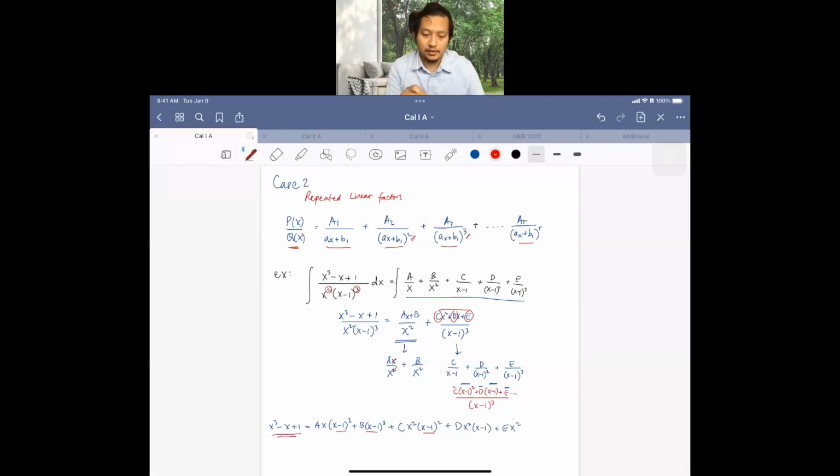Okay, any questions? This part, any questions? Okay, so case 1, you can factorize the denominator easily, and you can separate the fractions. Case 2, you have repeated linear factors, and you can have a perfect constant for each linear factor. And then case 3, we call irreducible factors. The irreducible factors.